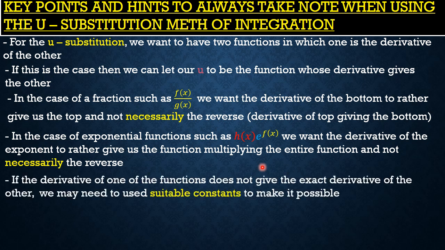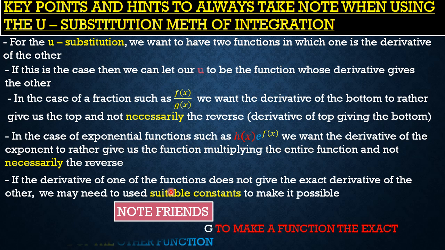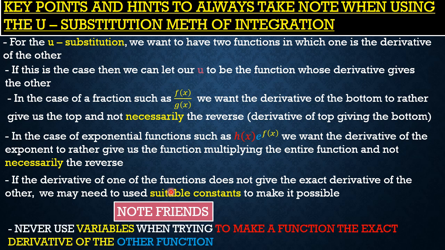So, friends, I think we'll just list out all these points. Those are important points that you should take note of. Then, friends, let's note this important issue. But before then, let's look at the previous step: if the derivative of one of the functions does not give us the exact derivative of the other, we need to use constants to make that possible. But note, friends, we should never use variables to make one function the derivative of another. We should never. It's very important.